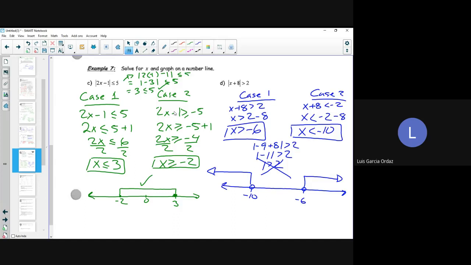And when you're looking at these solutions and you're making a number line, just make note of these inequalities, okay? And that will help you determine which direction to go, okay? So as you can see here, x is greater than -6, it has to go all the way to the right. If x is less than -10, it has to go all the way to the left, okay?